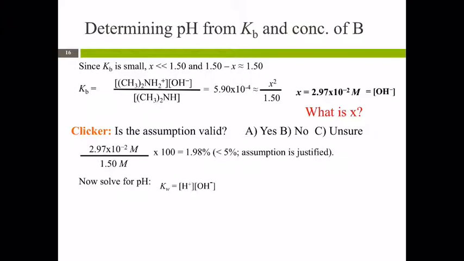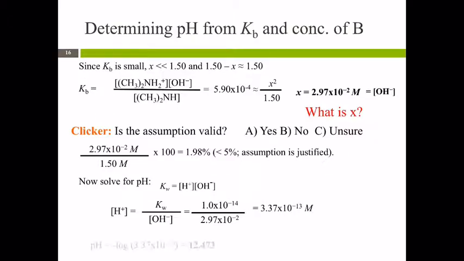And we know that's 1 times 10 to the negative 14th. So if I know the concentration of OH minus, I can find the concentration of H plus. If we rearrange that equation to solve for the concentration of H plus ions, which will help us find pH, we can just divide Kw, 1 times 10 to the negative 14th, by the concentration of hydroxide. And that will give us the concentration of H plus ions.